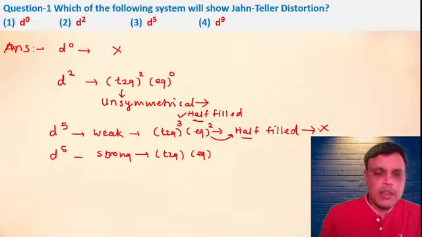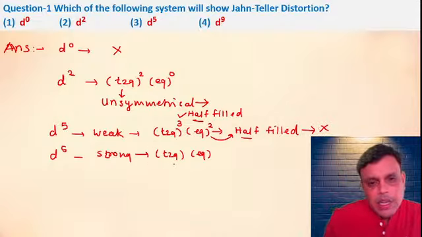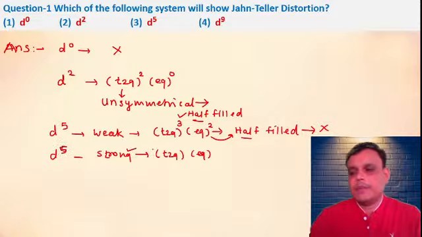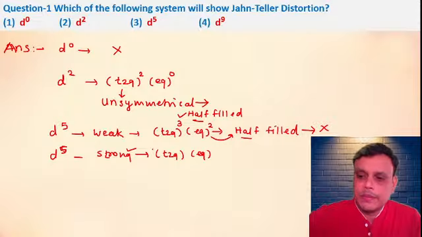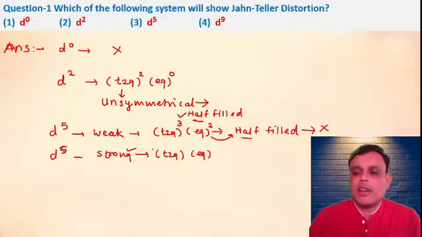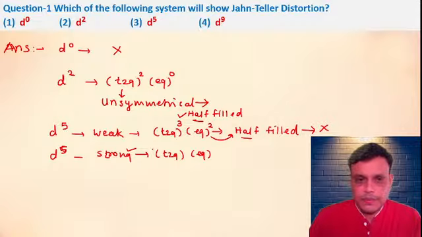Okay, let's go. Then tell me the electronic configuration when the complex is strong field. Tell me the strong field electronic configuration. D5 in weak field will not show Jahn-Teller distortion. Please remember, D5 weak field will not show Jahn-Teller distortion because there is a symmetrical filling of electrons.